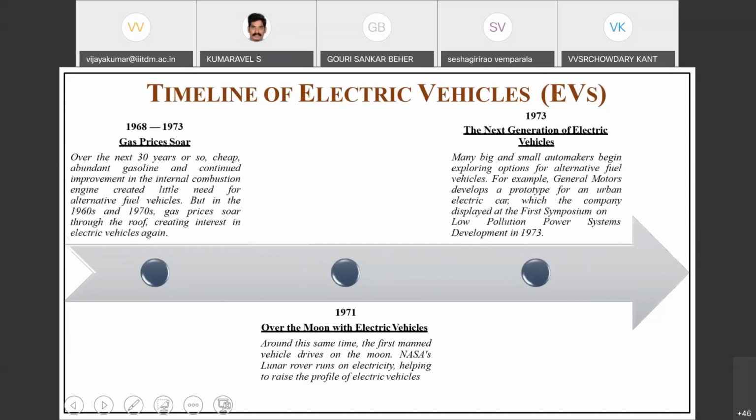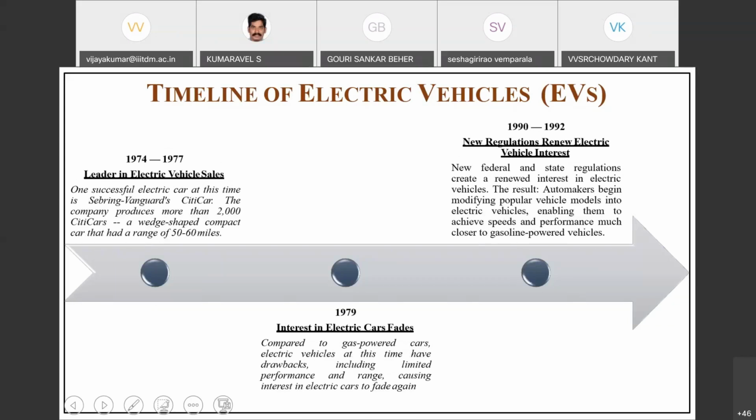Then in 1973, they came up with the next generation of electric vehicles. Here GM, General Motors, came up with a prototype of an electric car at a symposium. Afterwards, in 1979 and thereabouts, crude oil came back into the picture cheaply, so at that time again people shifted to gas-powered or gasoline-powered cars.